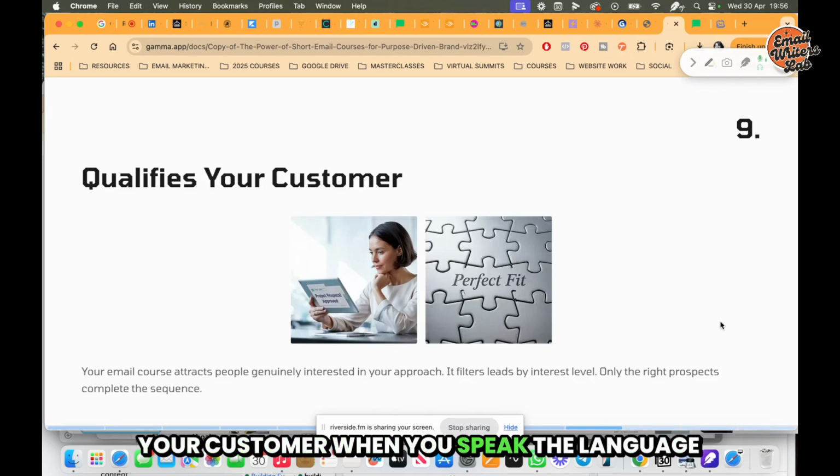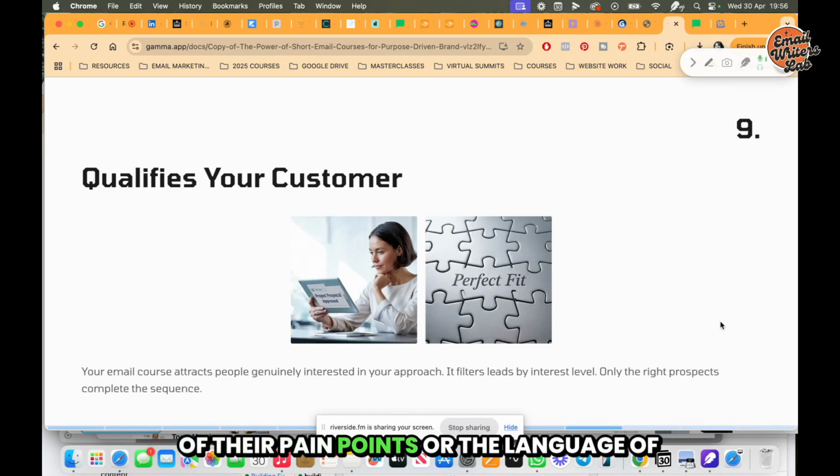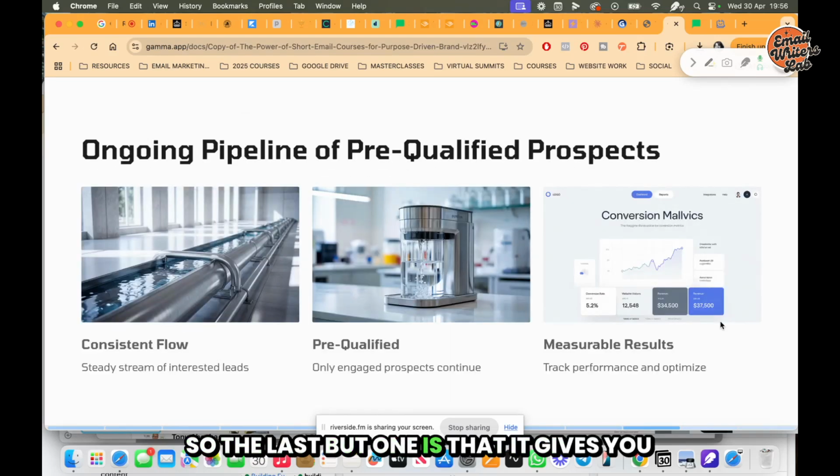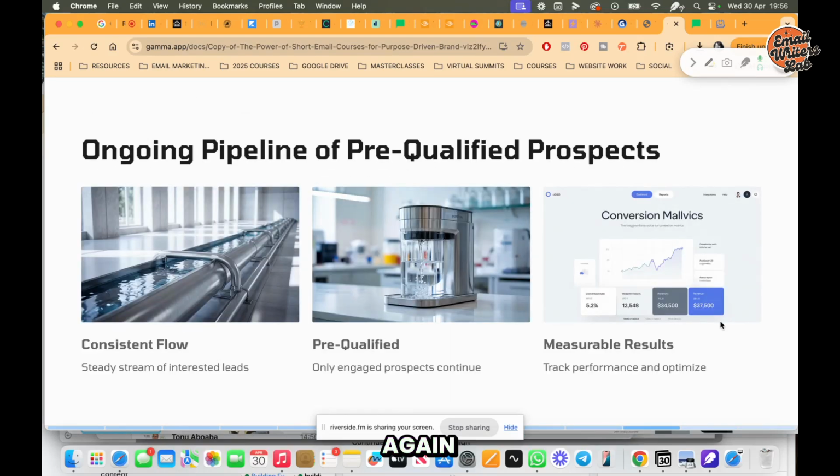When you speak the language of their pain points or the language of their interest, then they join your list. And because they join your list in this way, they are more likely to work with you in the future. Right. So the last but one is that it gives you, again, an ongoing pipeline.